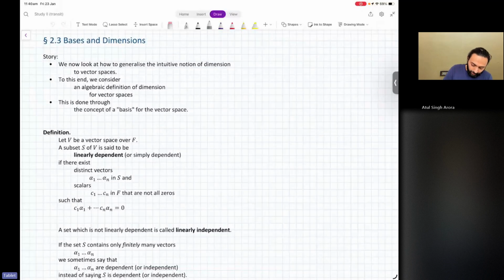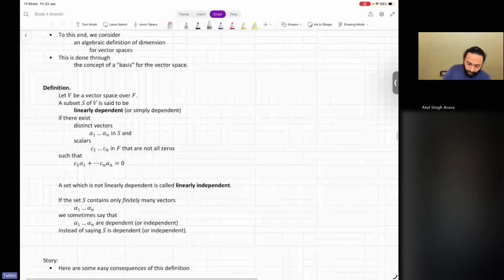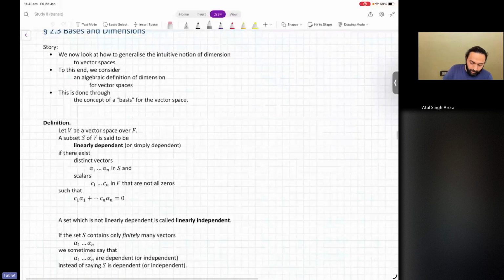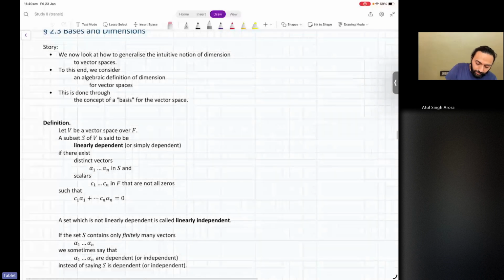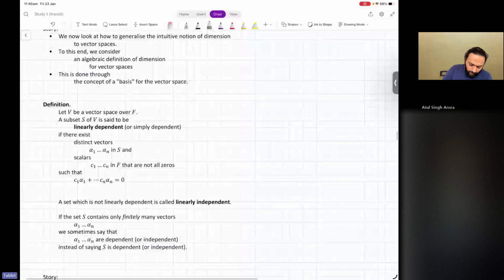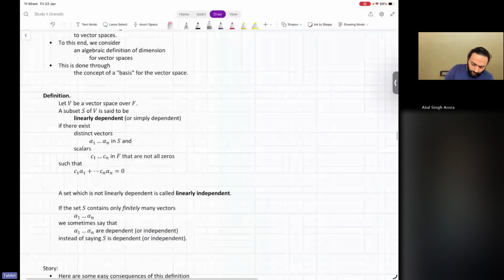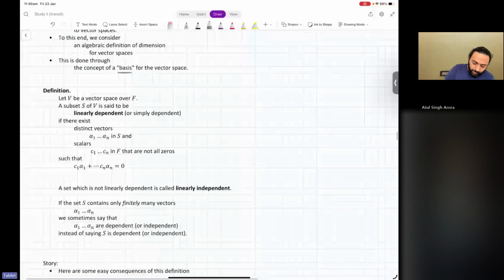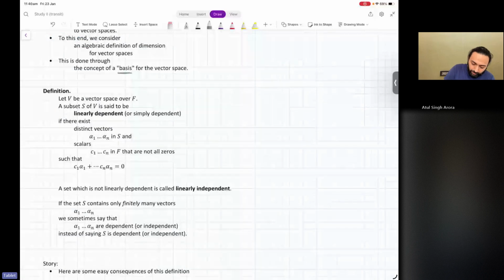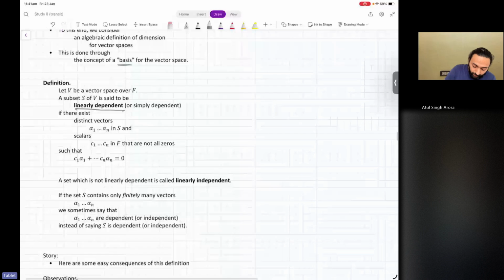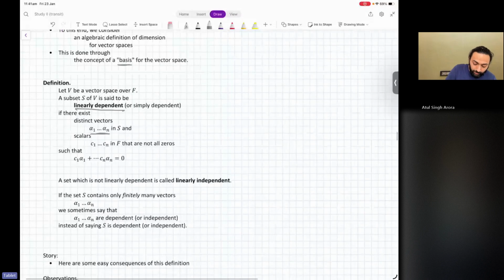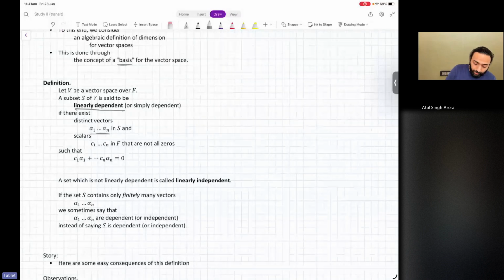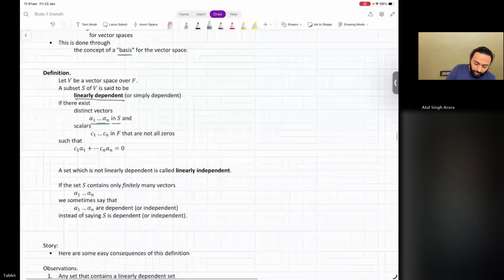Right. So I'm going to quickly recall what we started last time. We were looking at basis and dimensions. We wanted to define a notion of basis, and for this we started by defining the notion of linear dependence. So we said that distinct vectors alpha 1 to alpha n, suppose that you have these vectors in S, right?